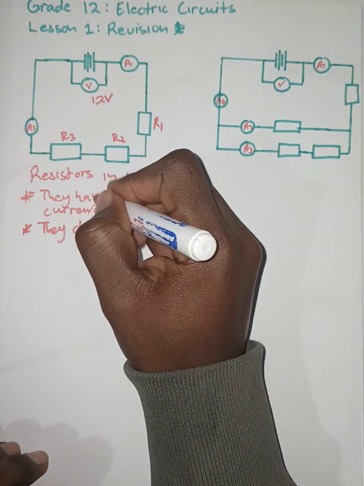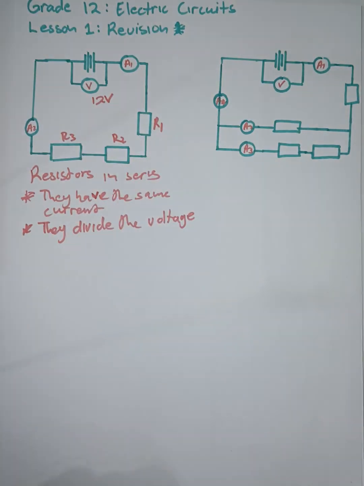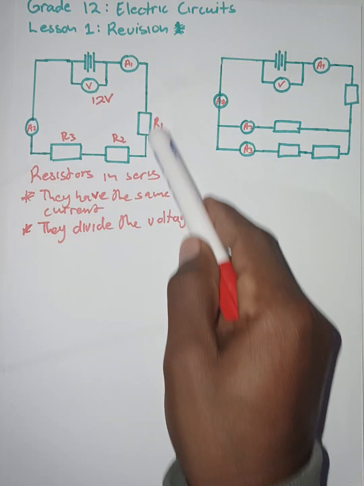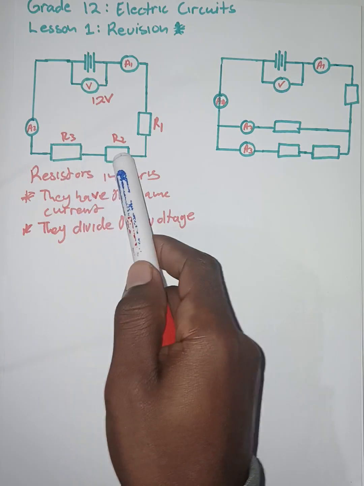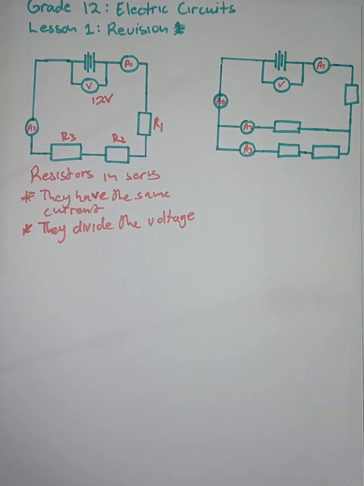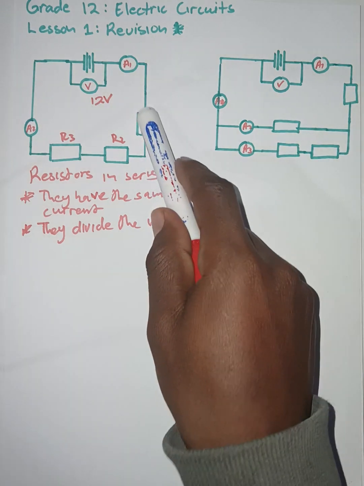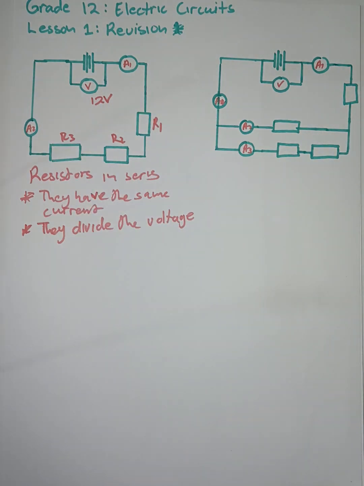Remember, in grade 11 you should have learned that we can take all of these resistors and treat them as one. If you are trying to calculate the total resistance, you take the sum of all of those resistors, combining them into one.